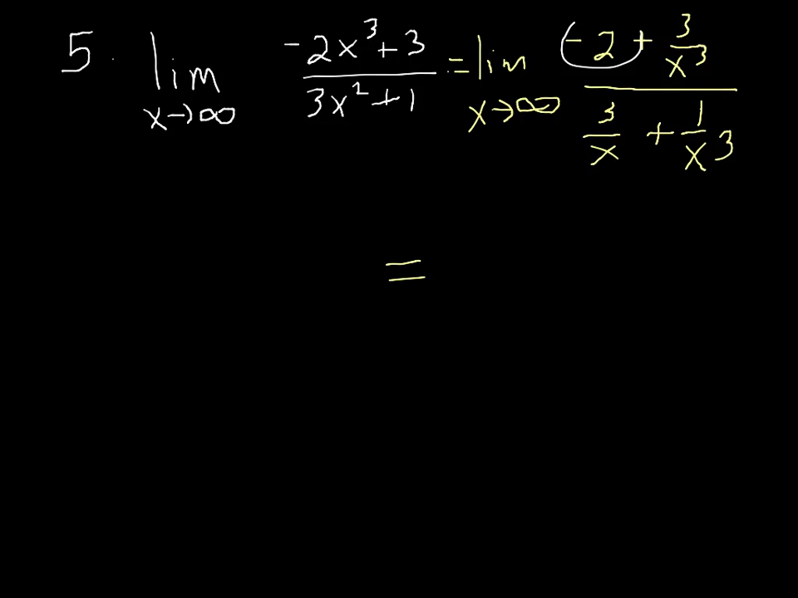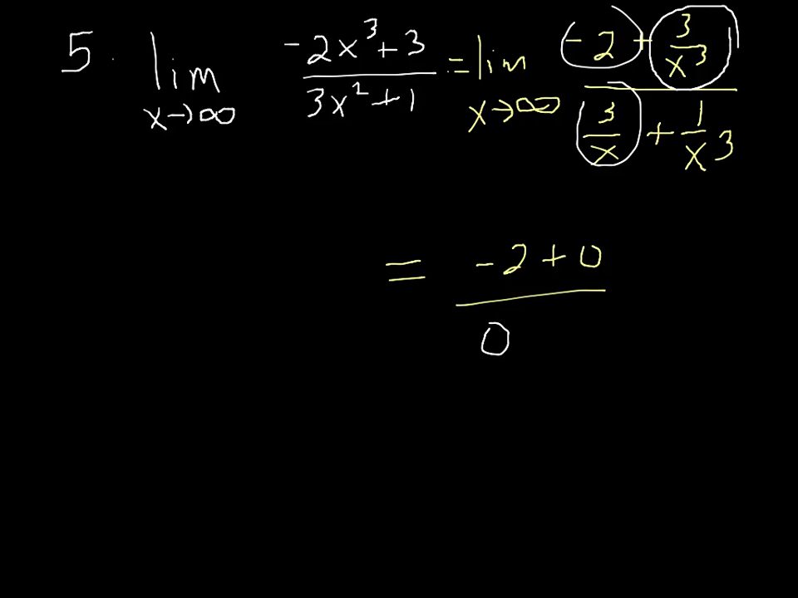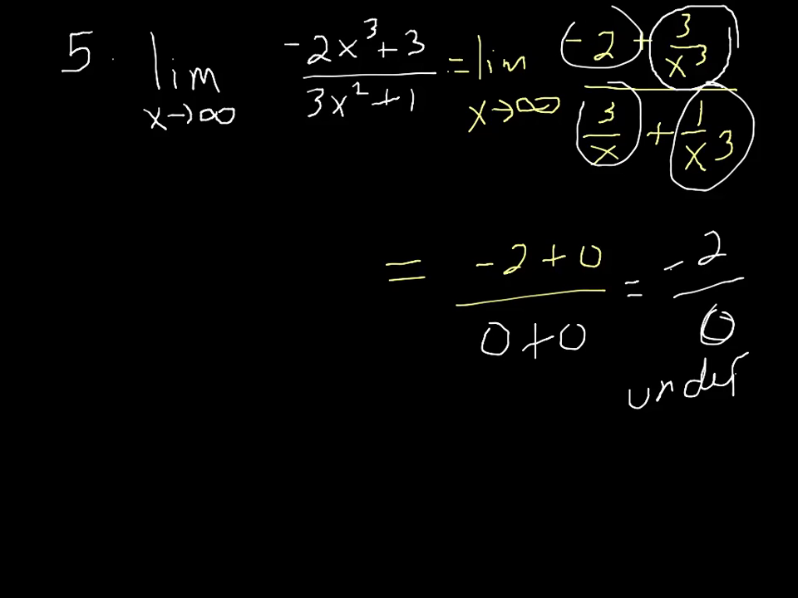Well, the limit of -2 is just going to be that -2. The limit of this 3 divided by x³, that's going to be our 0. But what is the limit of 3 divided by x? This is going to be 0. This one is going to be 0. So I end up with -2 divided by 0, which is undefined. So what does that mean? Well, what that tells us is that the limit does not exist.